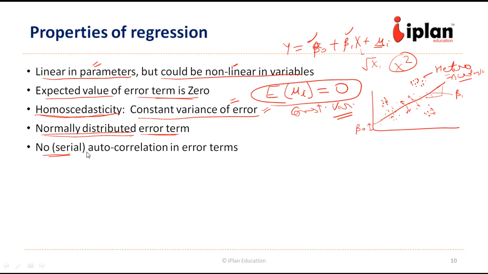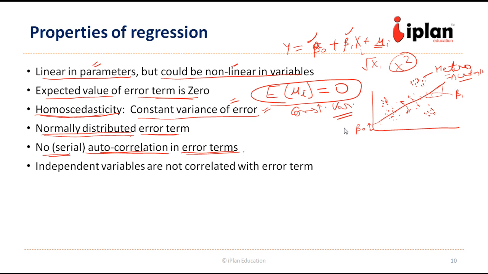Then there should not be any serial correlation or autocorrelation in the error terms. One error term should be independent of the other error term. They should not be correlated with each other. The next important assumption is that the independent variable, which in this case is x, should not be correlated with the error term. So they should be independent of each other.